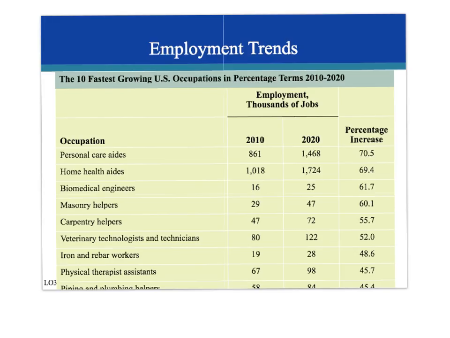Okay, so we can see over here, fastest growing occupations, home care aides. From 2010 to 2020, it's estimated to be about a 70.5% increase. Then home health aides, biomedical engineers, masonry helpers, carpentry helpers, vet technologists, iron workers, physical therapy assistants, etc. And notice that, in these top 10 occupations, half of them are in healthcare.